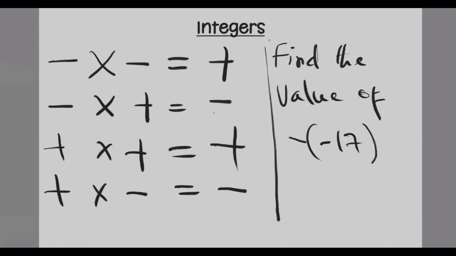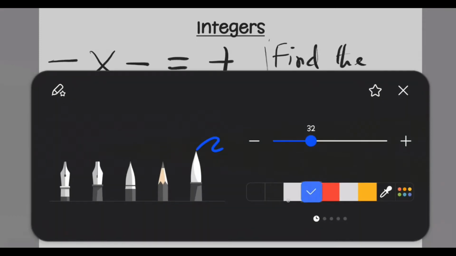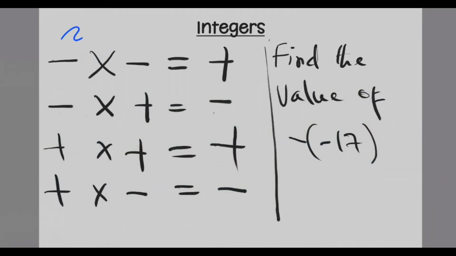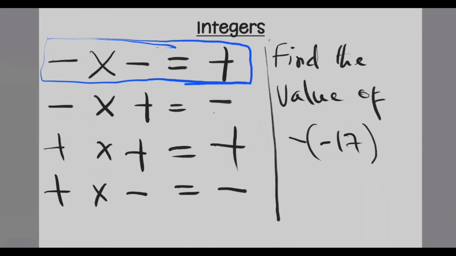So now we're going to use this rule here. This rule says minus times minus is plus. Okay, that's the rule we're going to use. Minus times minus is plus. So that gives us plus 17.